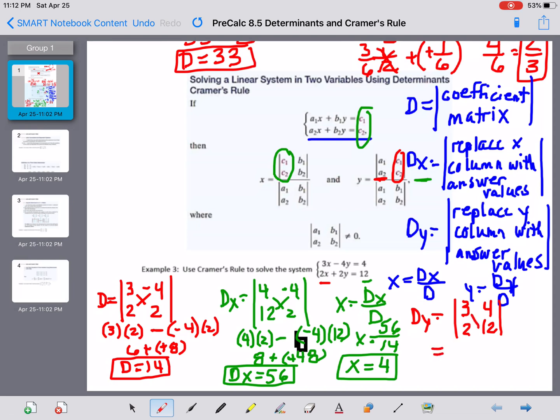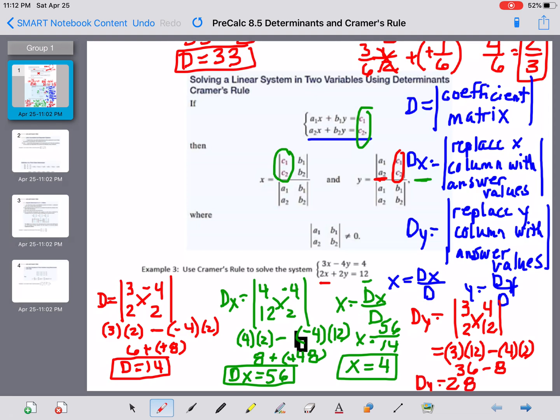So I get 3 times 12 minus my back diagonal, which is 2. So I get 36 minus 8, which leaves me with 28. And that's my dy.